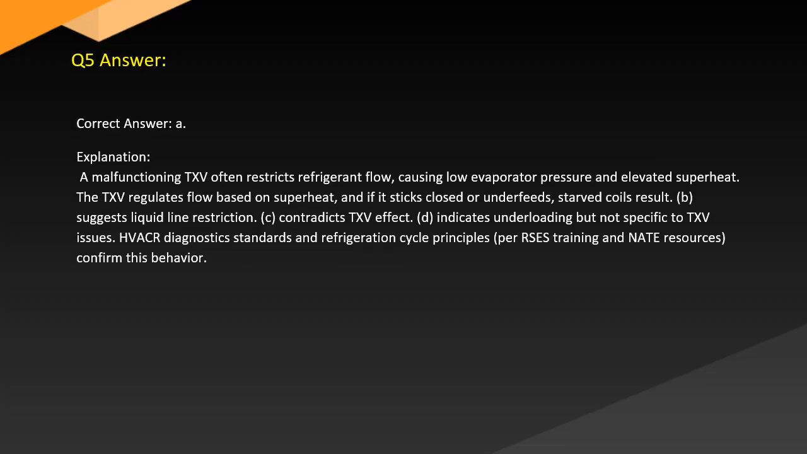Answer. Correct answer: A. Explanation. A malfunctioning TXV often restricts refrigerant flow, causing low evaporator pressure and elevated superheat. The TXV regulates flow based on superheat, and if it sticks closed or underfeeds, starved coils result. B suggests liquid line restriction. C contradicts TXV effect. D indicates underloading, but not specific TXV issues. HVACR diagnostic standards and refrigeration cycle principles per assessor training and NATE resources confirm this behavior.